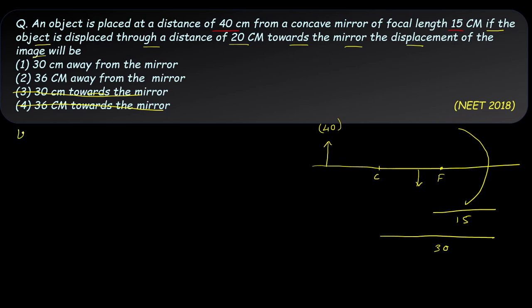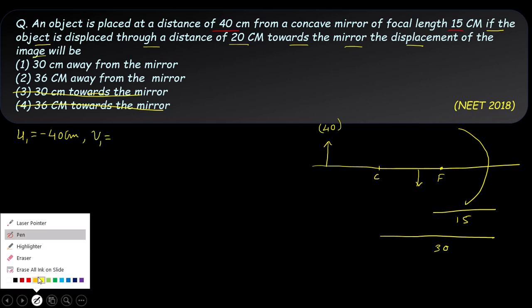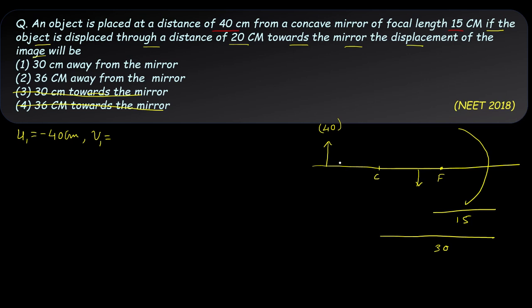So the initial position of the object is minus 40, the minus sign is because of the sign convention. Corresponding to that, the image position will be, let's say, v1. Now according to the question, the object is shifted towards the mirror by a distance of 20 centimeter. So we have shifted it by 20 centimeter.